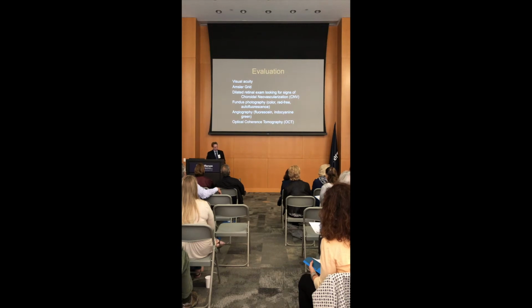So when we evaluate patients in the office, we check their vision, of course. We show them the Amsler grid. We dilate their pupils and look for signs of neovascularization, signs of choroidal neovascularization, which would include the blood, the lipid, or the fluid that I mentioned.